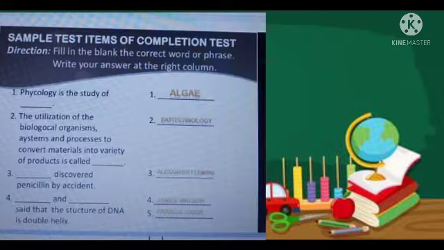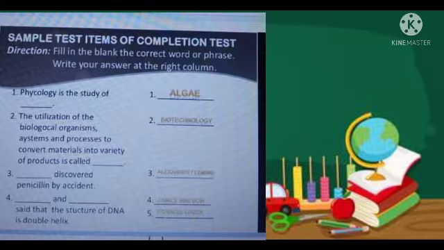So here are sample test items of a completion test. Direction: fill in the blanks with the correct word or phrase. Write your answer in the right column. Number 1. Phycology is the study of blank. So the answer to that one is algae.